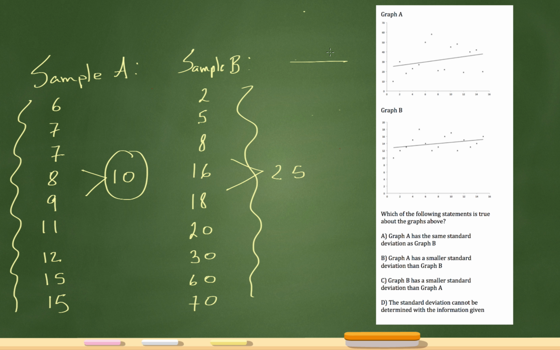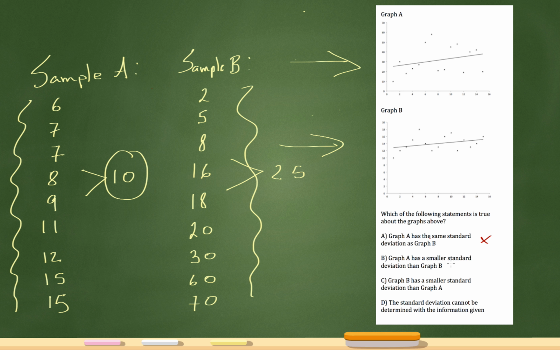We're going to apply that same exact logic to the question over here. The question is asking us to compare graph A and graph B. This line is a line of best fit, so you can really look at this as your mean or the average, this particular line. And using that same concept, the question is saying which of the following statements is true. So let's check out answer choice A. Graph A has the same standard deviation as graph B. That wouldn't necessarily be true because the dotted numbers over here are very different compared to graph B, so they're really not the same.